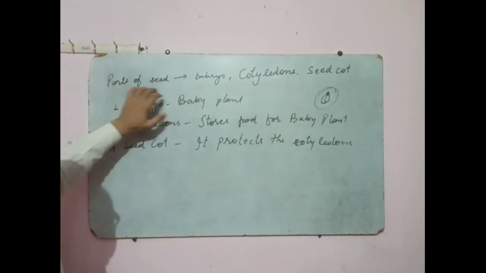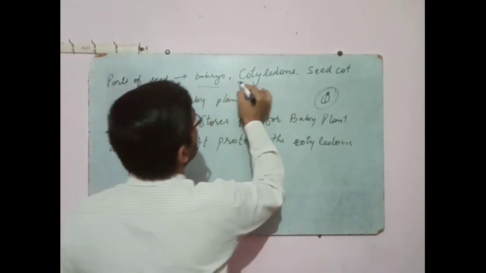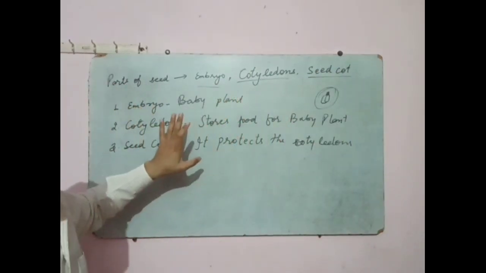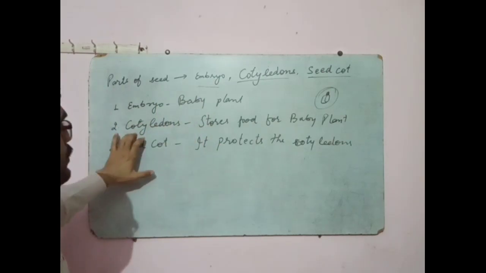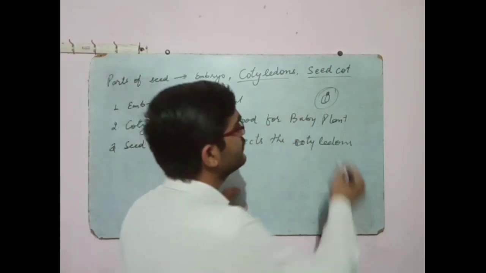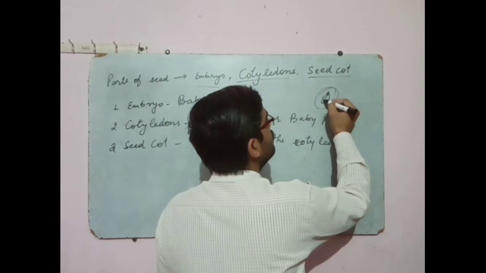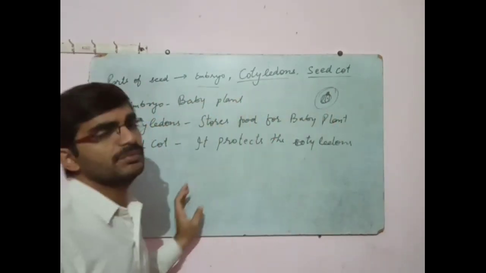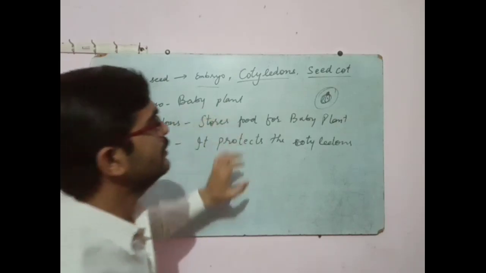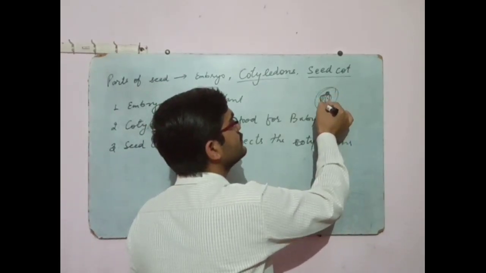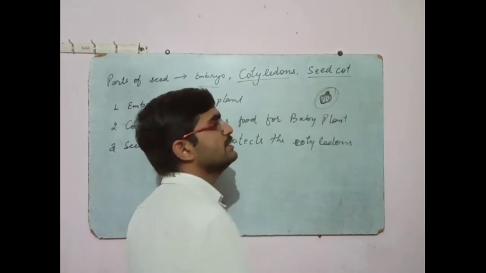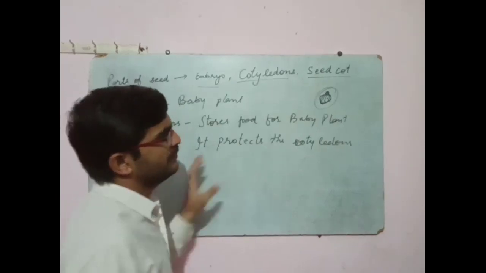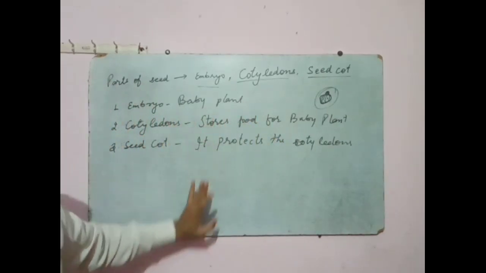The main parts of a seed are embryo, cotyledons, and seed coat. Embryo is the small baby plant that grows into new seedling. Cotyledons store the food. These two parts, 1 and 2, are cotyledons which store food for the developing baby plant. And the seed coat, the whole covering of the seed, this one, is known as seed coat. These are the main parts and the function of the seed.